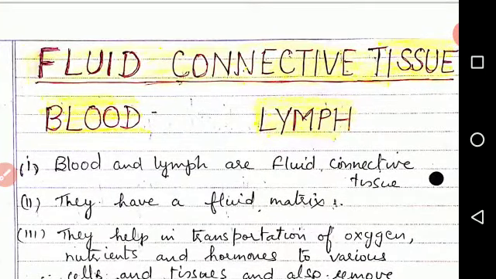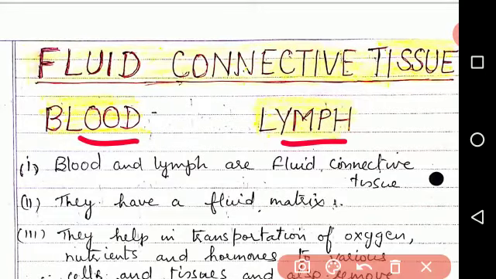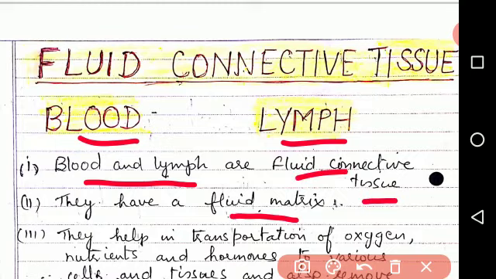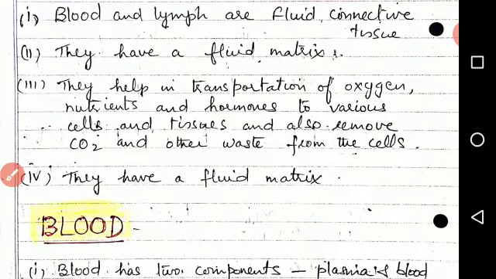Fluid connective tissue consists of blood and lymph. Both of these have the matrix in the fluid form, means the matrix is the fluid. So blood and lymph are fluid connective tissue. Third, they help in transportation of oxygen, nutrients and hormones to various cells and tissues, and also remove carbon dioxide and other waste from the cells.